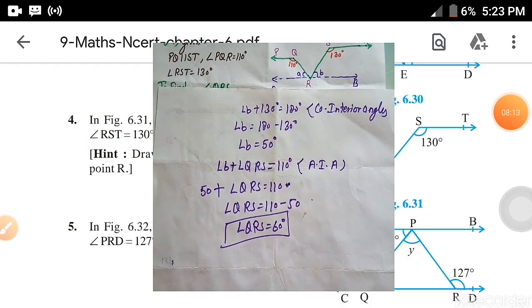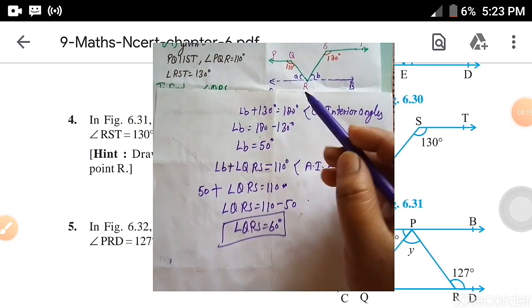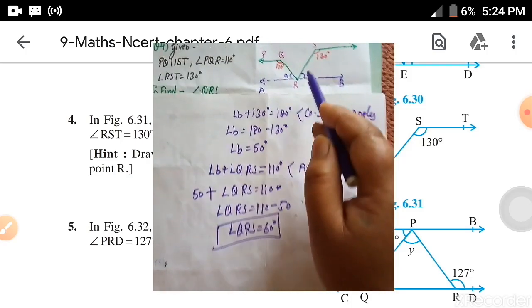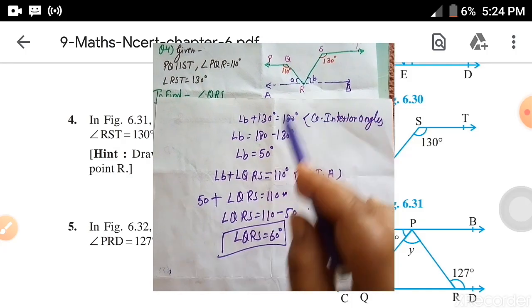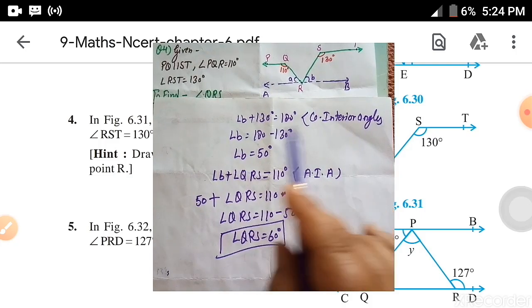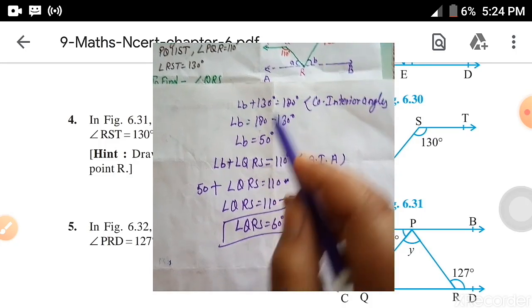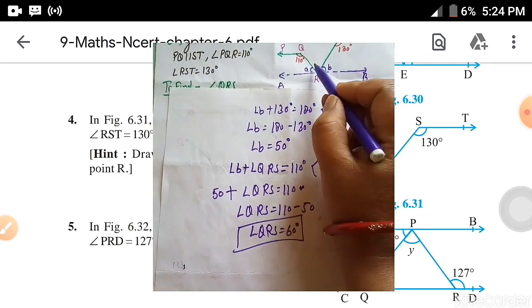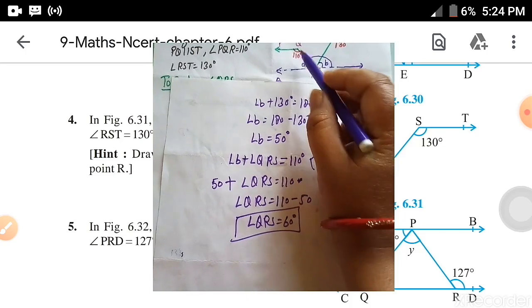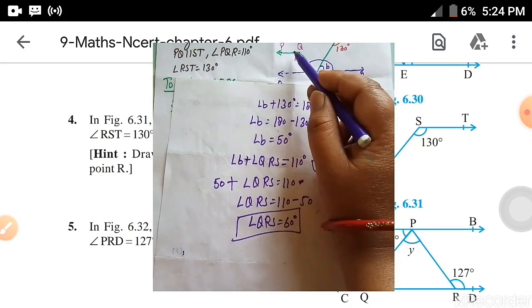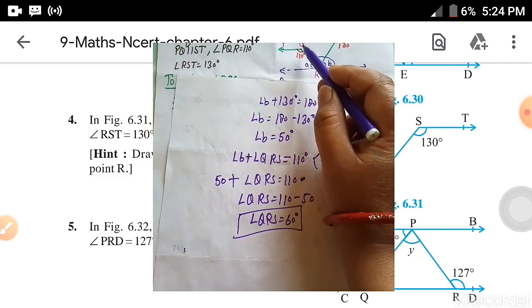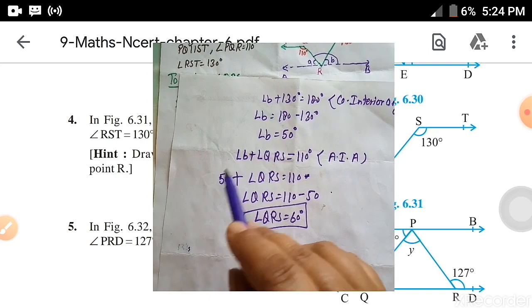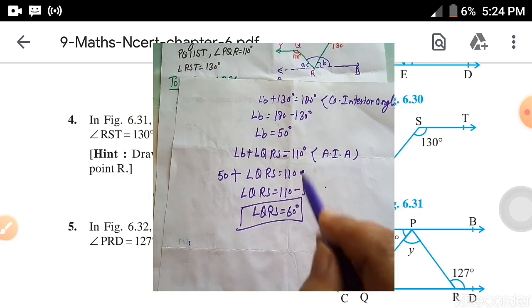You can solve this question with another method also, in which you will not draw the line AR. You will draw only the RB line. Then angle B plus 130 degrees is equal to 180 degrees because these are co-interior angles. You did this in the previous method also. But if we add angle B and angle QRS, this whole angle will be the alternate interior angle of 110 degrees. So angle B plus angle QRS is equal to 110 degrees. These are alternate interior angles. Then the value of B is 50 degrees, and you can find the answer with this method also.